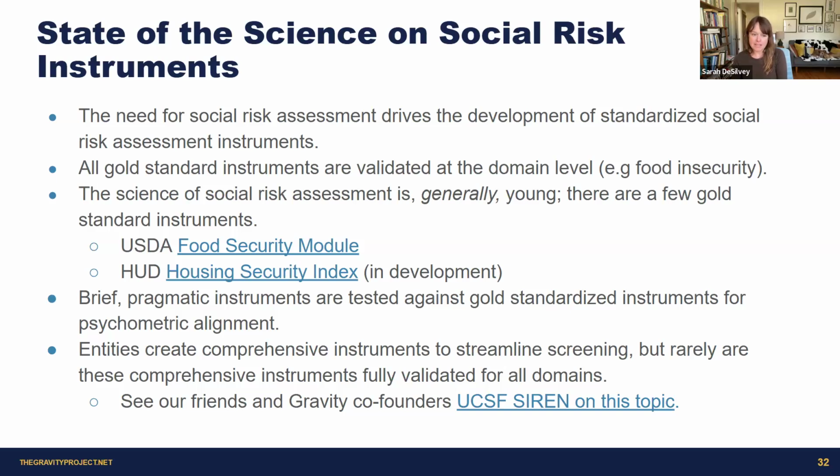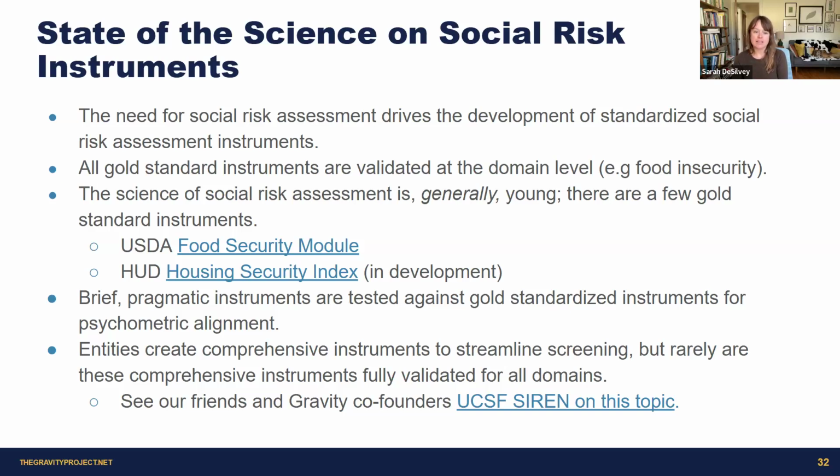So often entities create comprehensive instruments to streamline screening. Again, this is incredibly nerdy, but I say this over and over again in emails, so this is the time to say it once. This is how Gravity does what it does, right? So often entities create comprehensive instruments to streamline screening. Brief assemblages like the Accountable Health Communities' health-related social needs instrument, right? Which is food insecurity, inadequate housing, housing instability, homelessness, right? But rarely are these comprehensive instruments fully validated for all domains. So there is a full validity gap in the ecosystem.